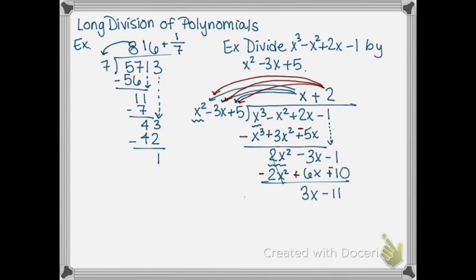This is our remainder because the 3x is now smaller than the x squared. So I can't do any more division. So we're going to write the remainder. We're going to put a plus sign always. Put the remainder over what we divided by. It's called the divisor. We're going to put the remainder over the divisor. So this is all the answer to our division problem.